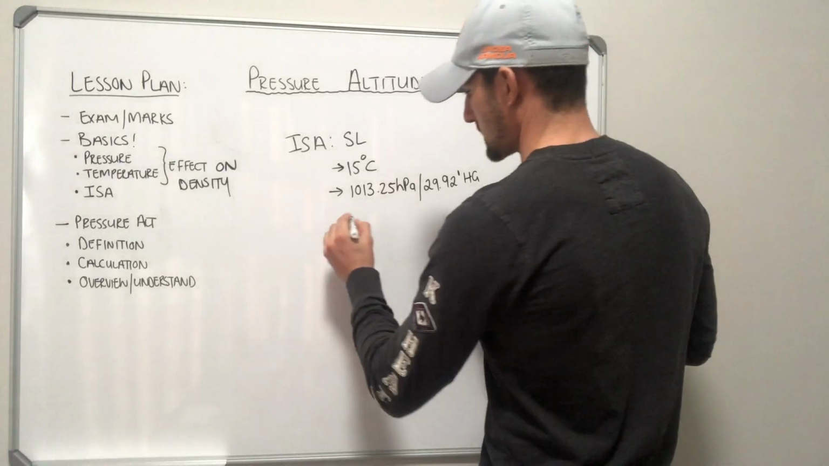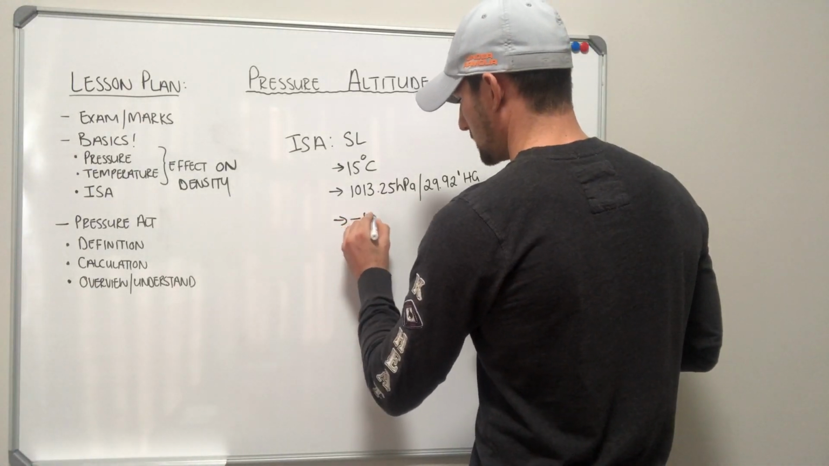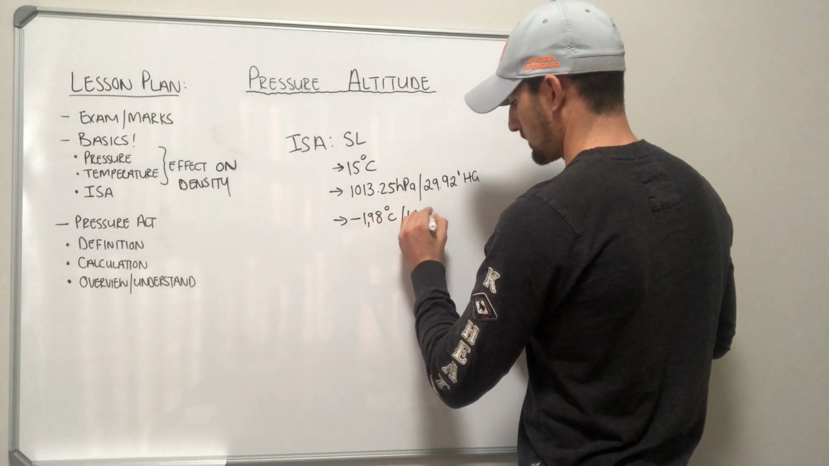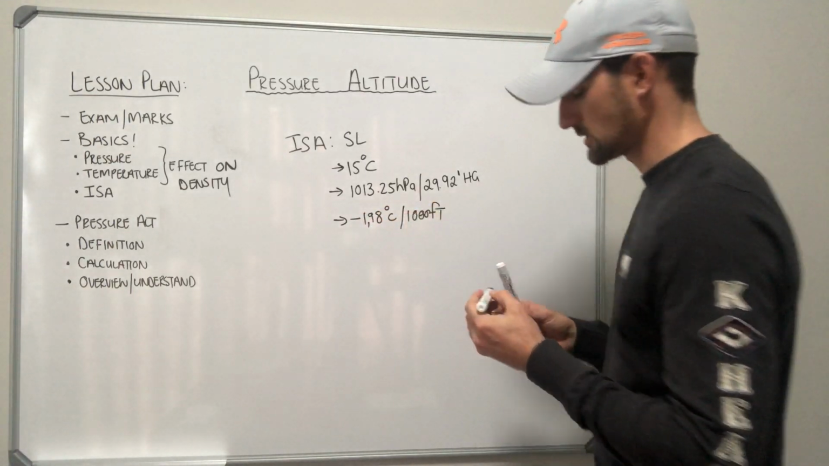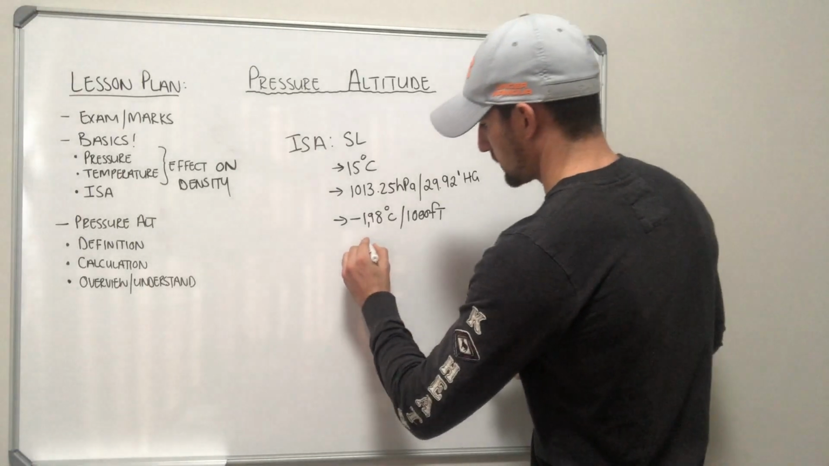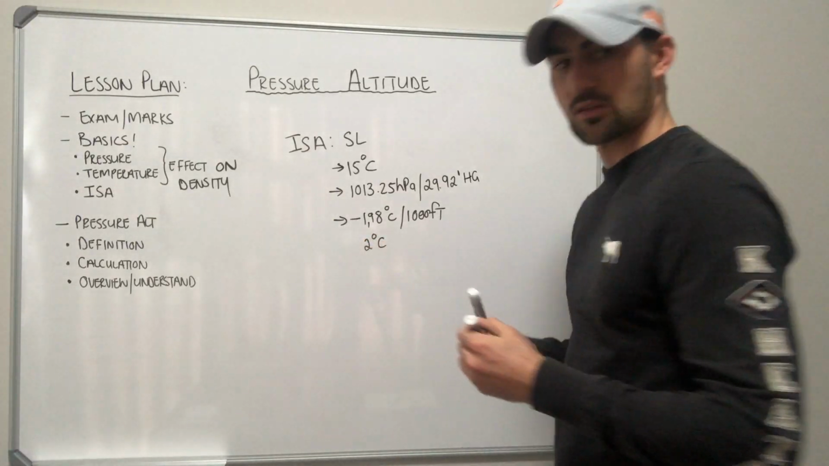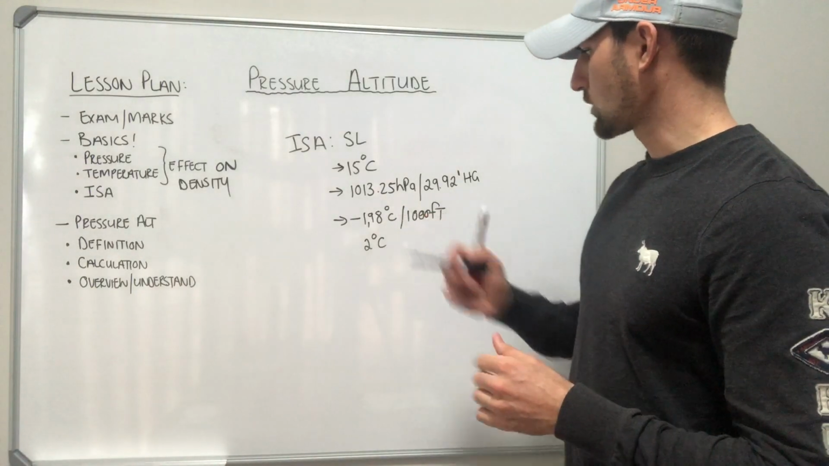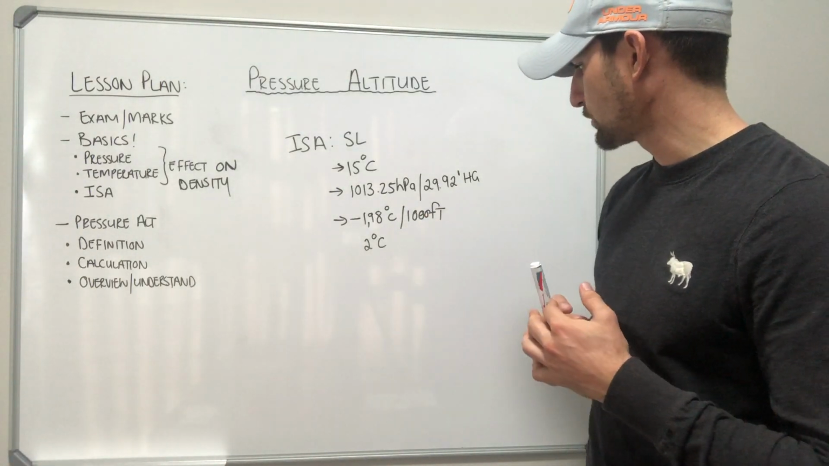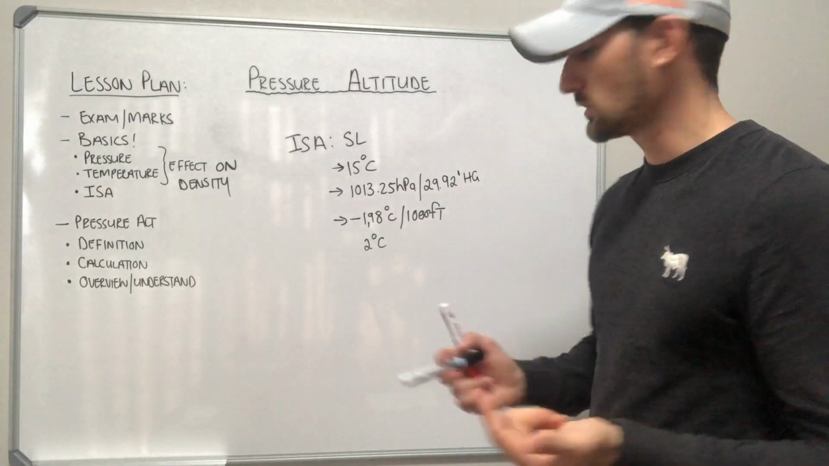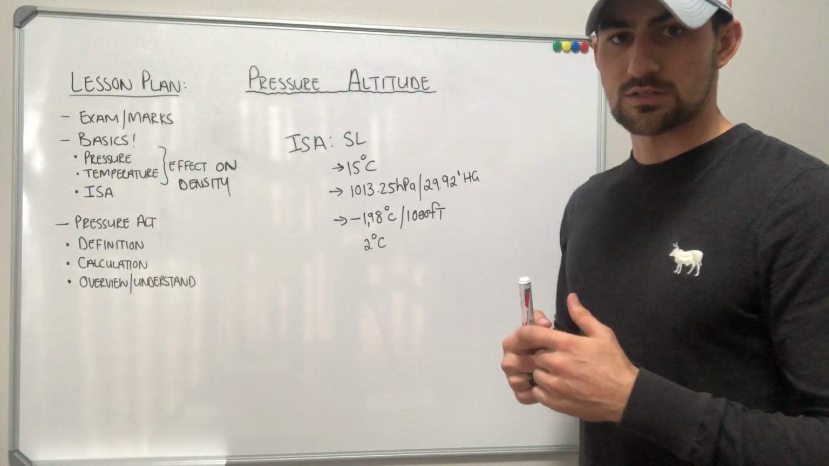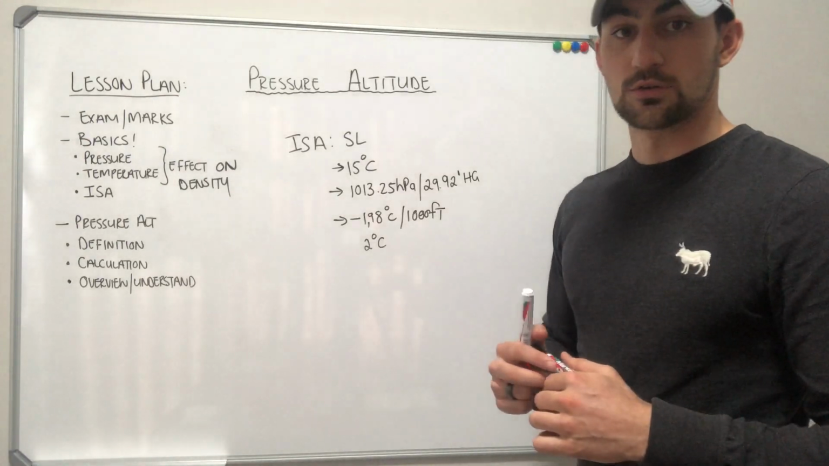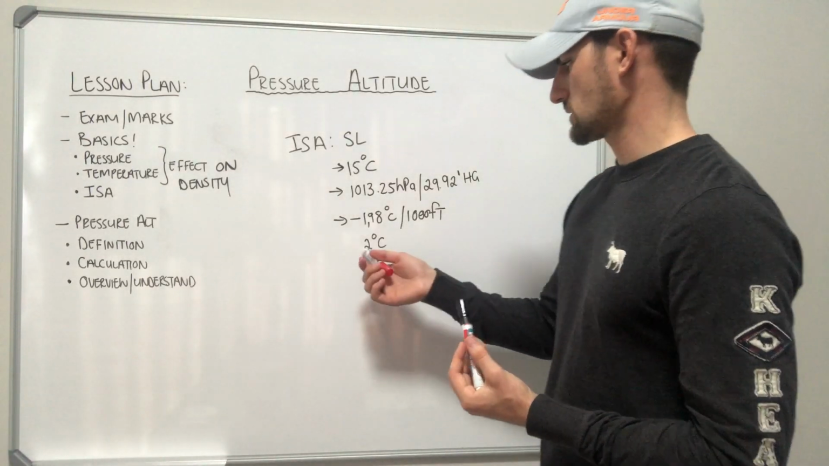Then ISA also says that the temperature of air reduces at 1.98 degrees Celsius for every 1,000 foot increase in altitude. Now for PPL level you can just round it up to 2 degrees Celsius for every 1,000 foot. So 1.98 degrees Celsius for every 1,000 foot for CPL and ATPL level, and for PPL level 2 degrees Celsius for every 1,000 foot. We'll work with this when we do density altitude calculations. For pressure altitude, this is not so important.